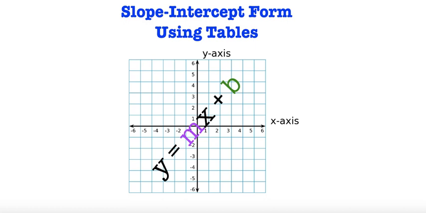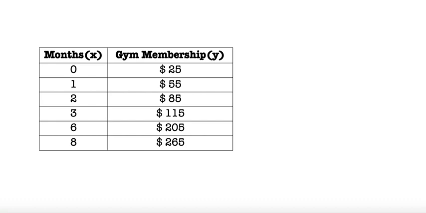Hello, mathematicians. Today we're going to be learning about slope-intercept form, and more specifically, we're going to be using tables. So here I have a table where X represents the number of months and Y represents the gym membership. At 0 months, you'll notice that it's $25. And what this means is that's an initial fee just to join the gym.